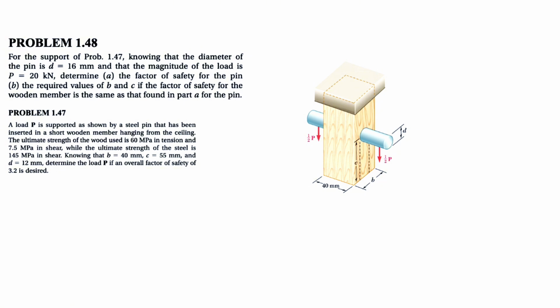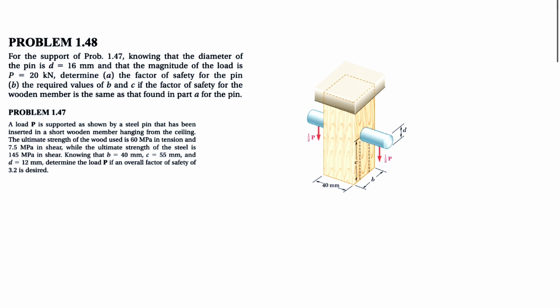So we know that the diameter of the pin is 16 millimeter and the magnitude of the load is 20 kilonewton. So we have the force P, which is divided into two halves, left and right, on that pin that we can see, and we need to determine the factor of safety for the pin in the A part and B part. We need to find the required values of B and C. So basically there are two dimensions of the wooden part in a condition that the factor of safety will be found in the A part.